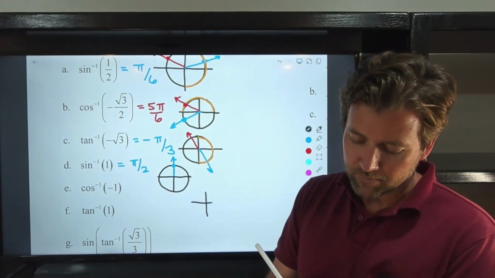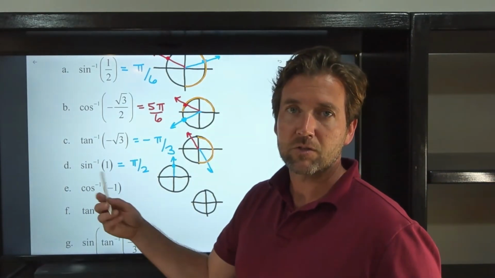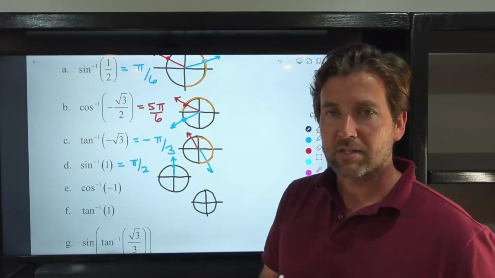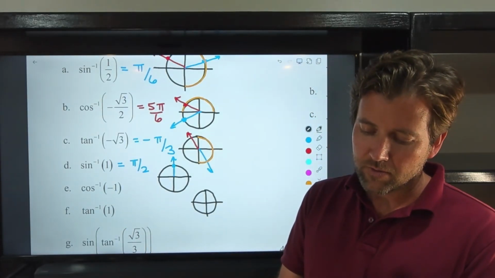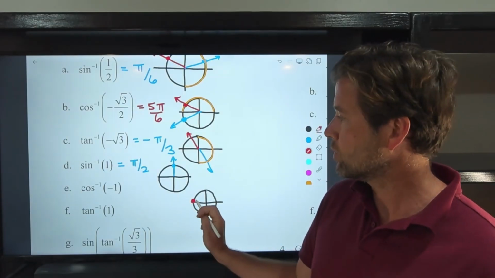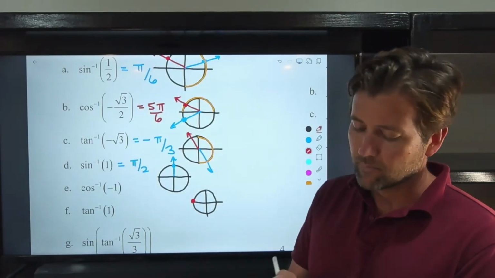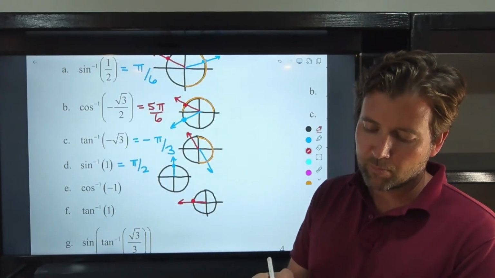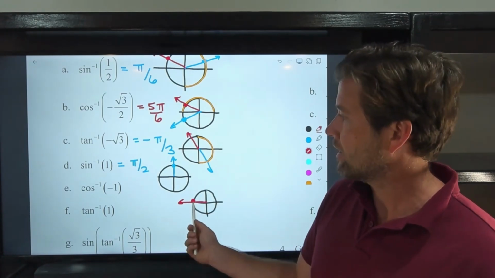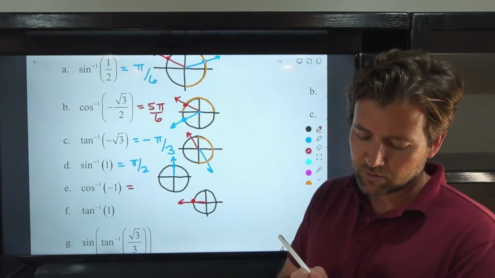Part E. It's another inverse trig function, so the answer, the output, better be an angle. This input represents an x-coordinate on the unit circle. That x-coordinate is negative 1. This is the only point on the unit circle that has an x-coordinate of negative 1. The outputs of arc cosine must be between or including 0 to pi. So that angle in red is pi.